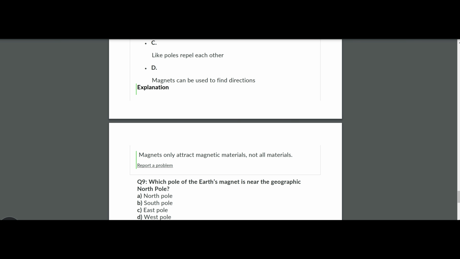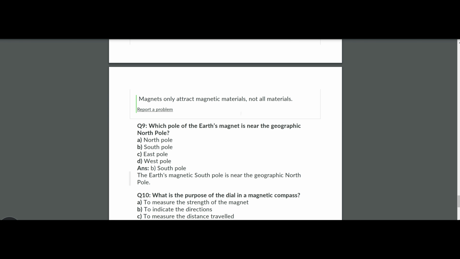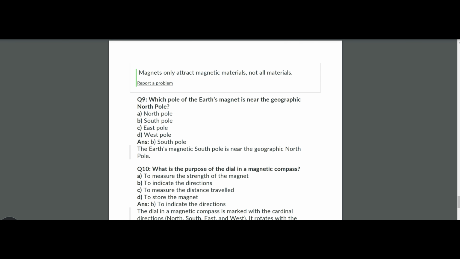Now see here, which pole of the Earth magnet is near the geographic North Pole? South. That is the South Pole. Which pole of the Earth magnet is near the geographic North Pole? That is the South Pole. Okay. Now see the reason. The reason is the Earth's magnetic South Pole is near the geographic North Pole. Already I have explained this.